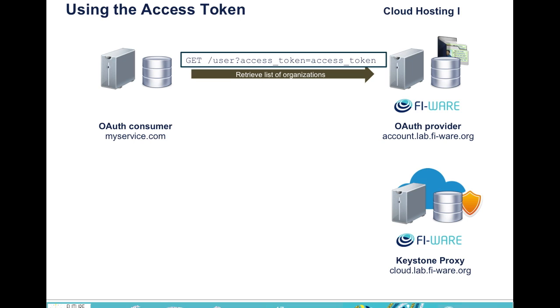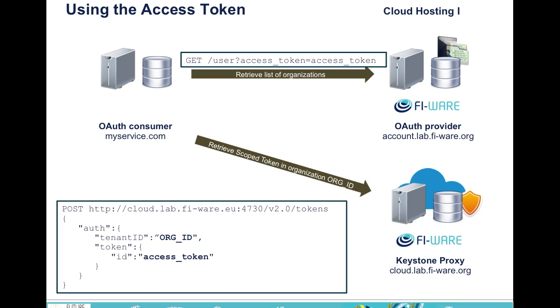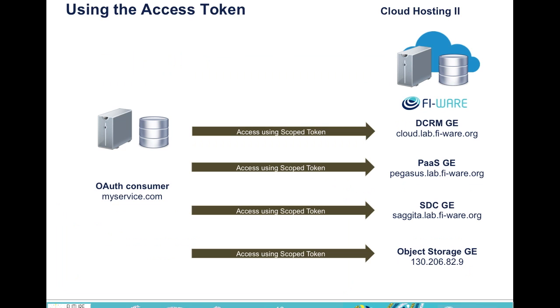Then our application will decide which organization it will use, and it will send this organization together with the access token within the scoped token request. This request is sent to the Keystone Project component, which will generate a scoped token if the access token is valid and if the user has access to this organization. Then, once we have the scoped token, we will be able to access users' cloud resources with it.